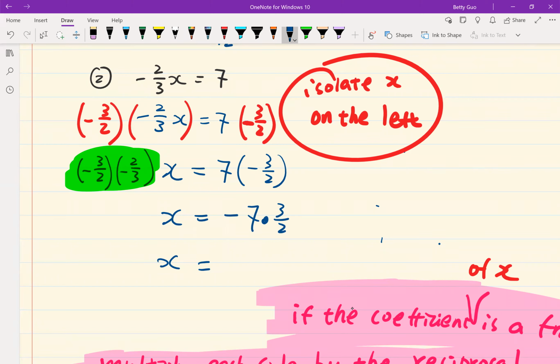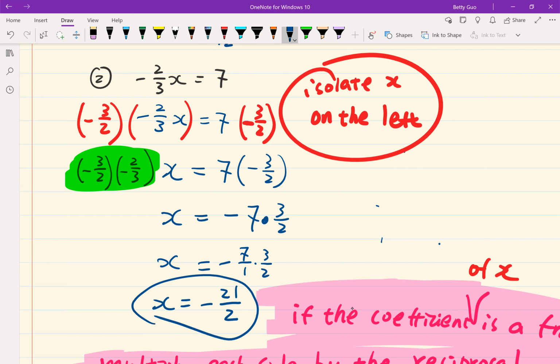What is 7 times 3/2? How about we write 7 as 7/1? What is the rule when you multiply two fractions? What is my rule? Vertical, vertical, diagonal, diagonal, and multiply across, right? So in this case, you can see vertical, nothing, vertical, nothing, diagonal, nothing, diagonal, nothing. So you can just multiply across. What is 7 times 3? So your answer is negative 21/2.